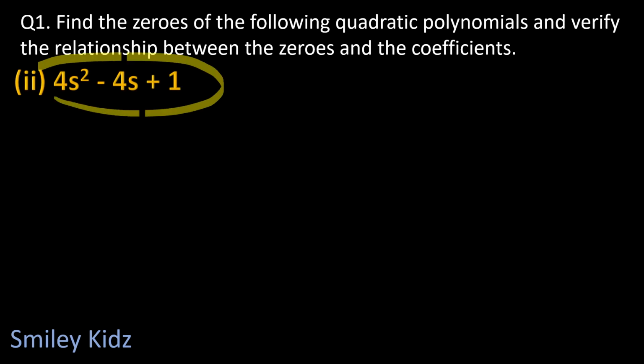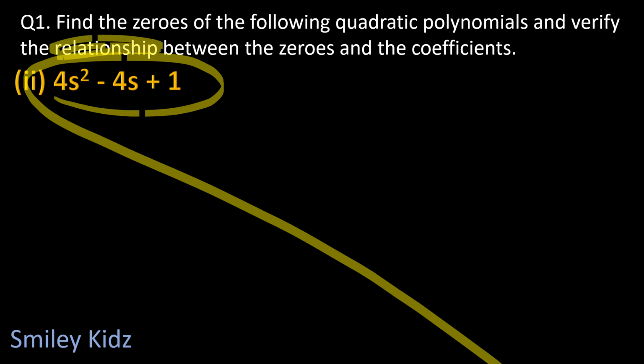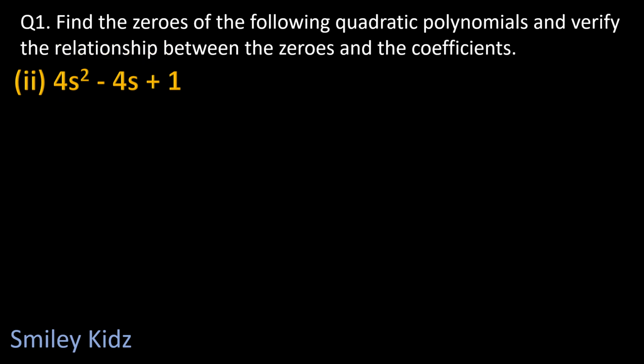Now let's have a look at the second one, which says 4s square minus 4s plus 1. Now here first let's multiply the constant term and the coefficient of x square. So here x square means s square, isn't it? We know that the quadratic polynomial will be in the form ax square plus bx plus c, isn't it? Now we're going to find out the zeros using the splitting the middle term method by factorizing them, isn't it?